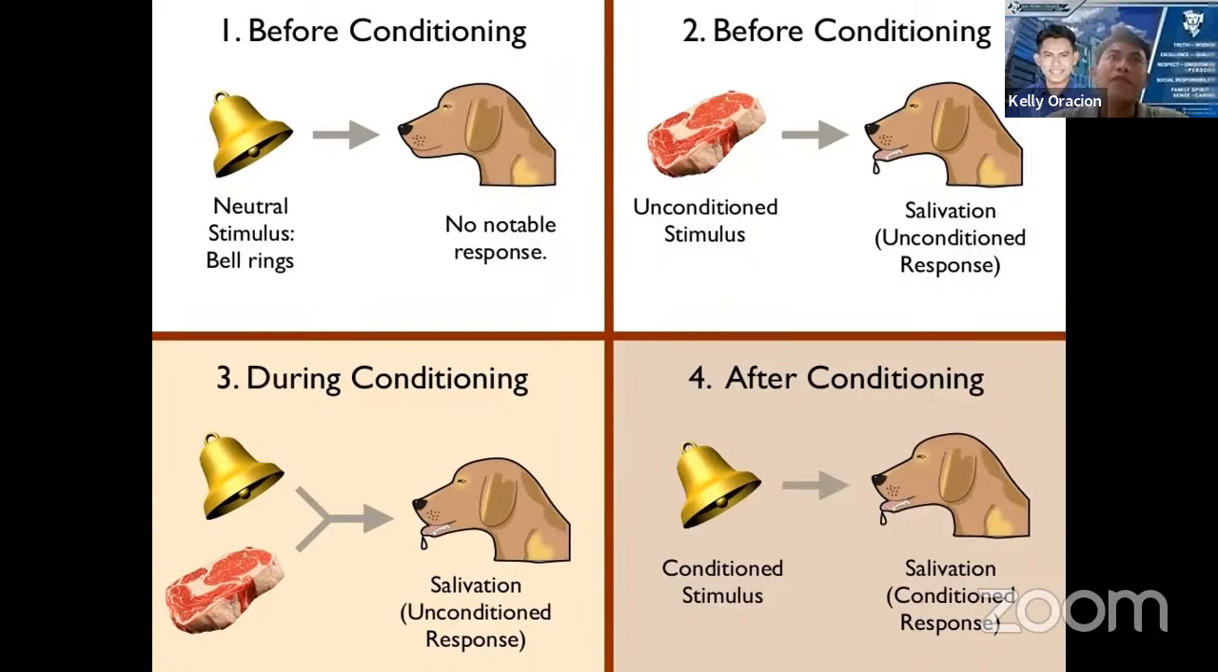So the first phase, before conditioning, the bell was rung, and the dog had no response at all. During the process, Ivan Pavlov showed the meat. Upon seeing the meat, the dog salivated. So that's the unconditioned response, the salivation. The meat is considered the unconditioned stimulus that makes the dog salivate.